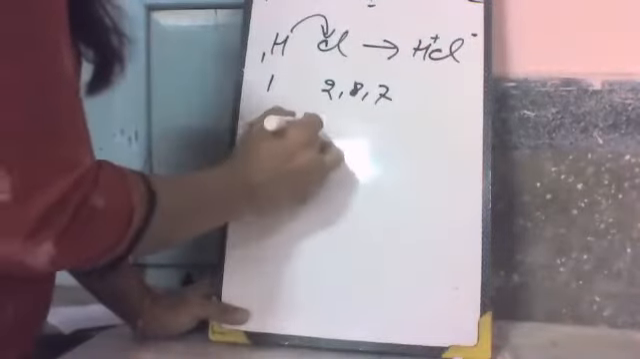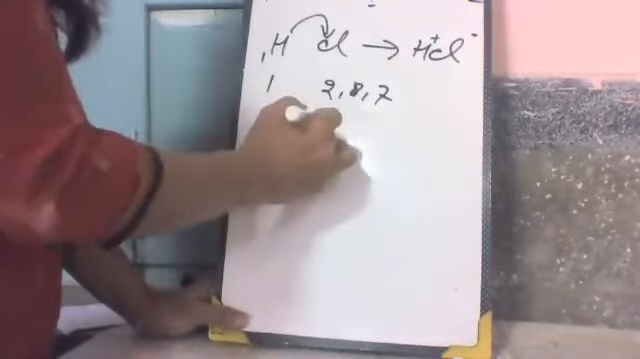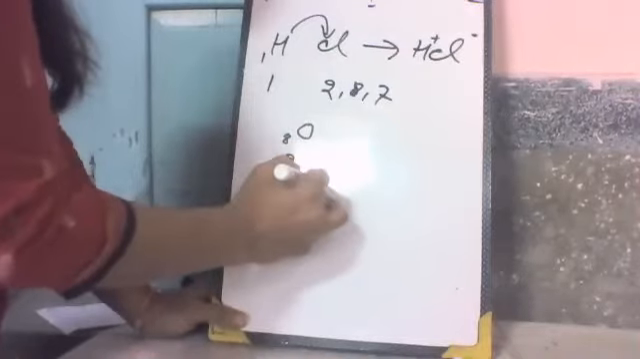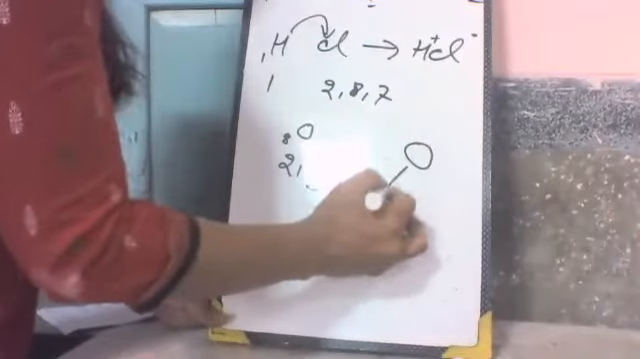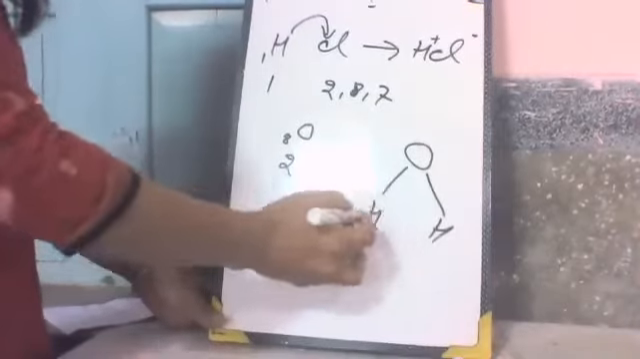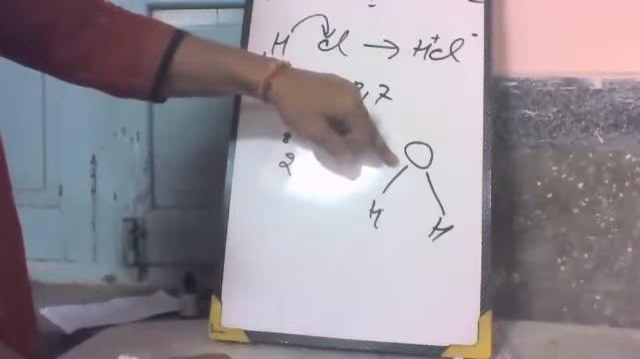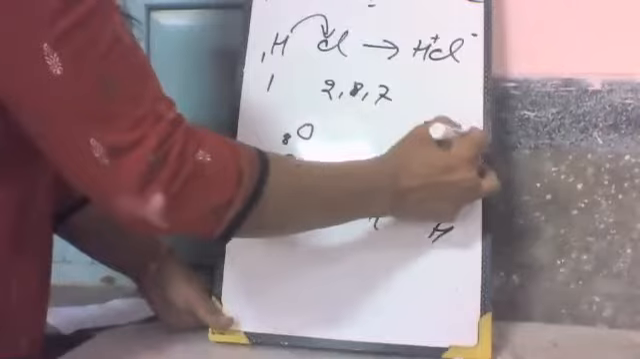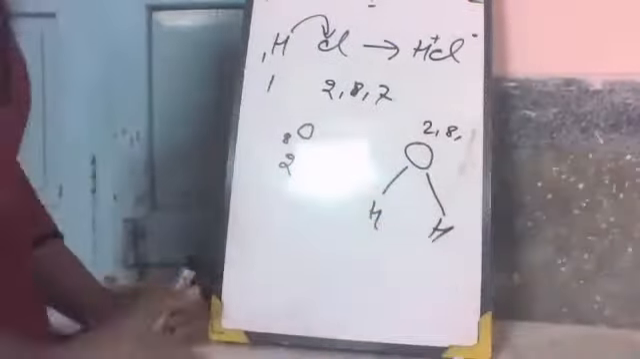Same here, oxygen. Oxygen has atomic number 8, so the configuration is 2, 6. It requires 2 electrons, so it shares with 2 hydrogens. Each hydrogen has only one, so it gives 1 electron to oxygen. Same here, the other gives 1 electron to oxygen, and it becomes 2, 8. So this is the formation of the molecule.